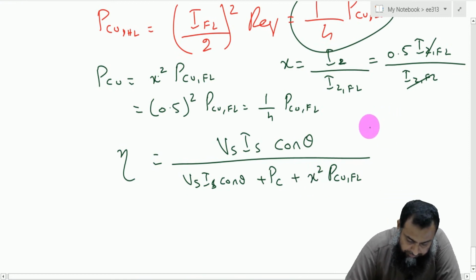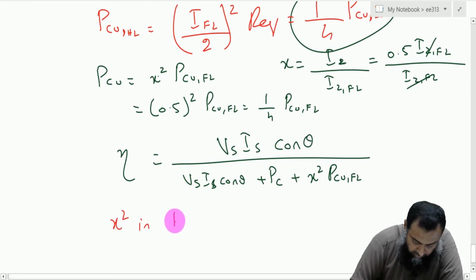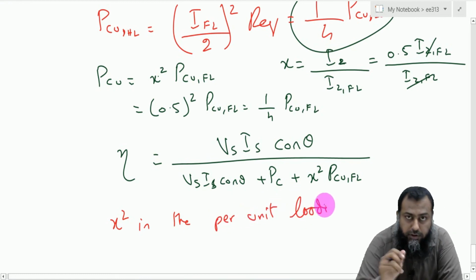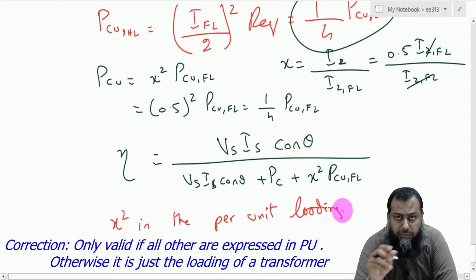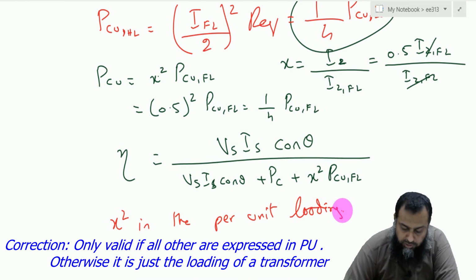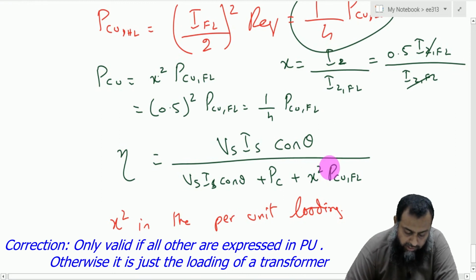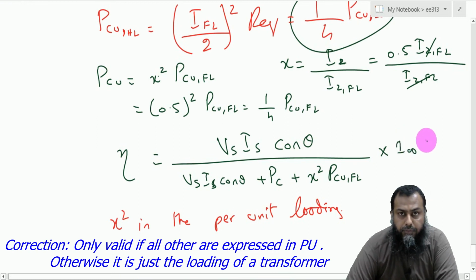So let me write this: X square is the per unit loading, or the loading of a transformer. How much current this transformer is actually carrying. So if we have 1/3 of the rated current flowing from the secondary side, then X is equal to 0.33. So we have to take 0.33 squared, and thereafter we can get the value of the efficiency. And of course this efficiency is multiplied by 100%, right.